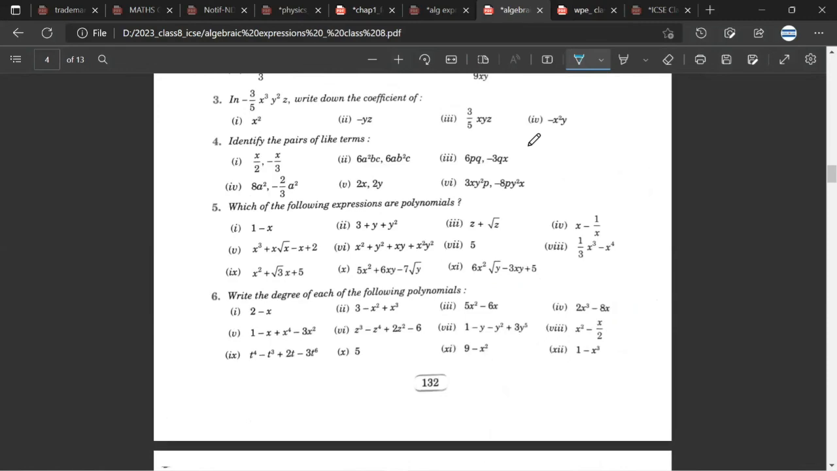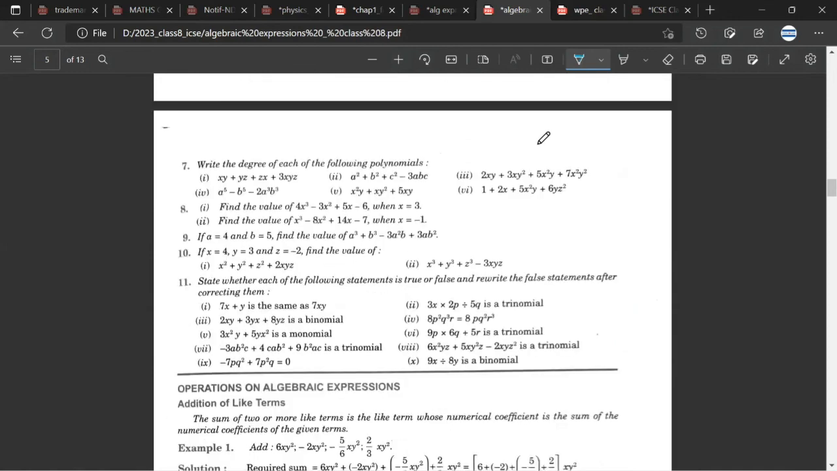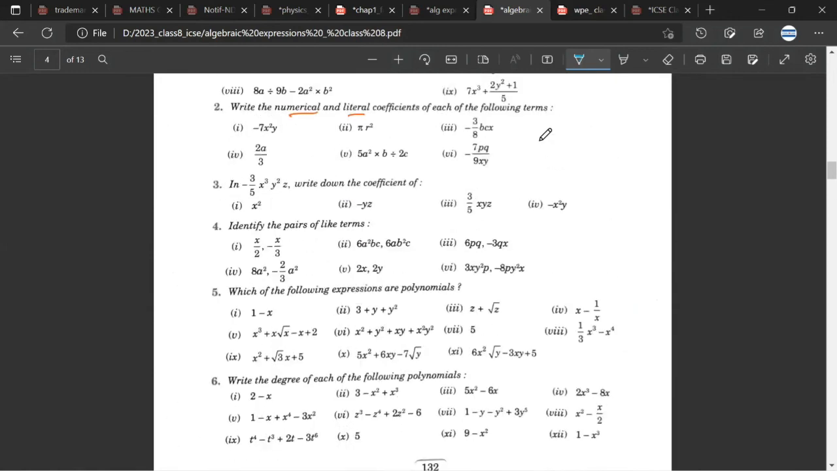Identify the pairs of like terms. Which of the following expressions are polynomials? Write the degree of each of the following polynomials. We'll do questions 1 to 7 so that you get enough practice about this concept.